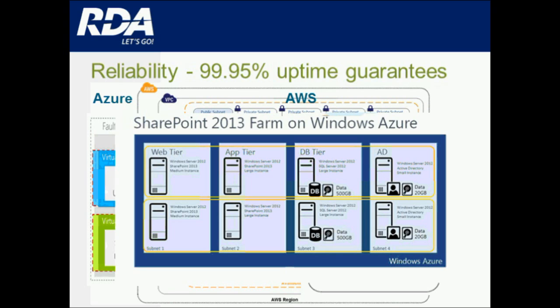Amazon Web Services is also financially backed. So if you have downtime outside of the 99.95% window, you will get anywhere between 10 and 30% of your bill reduced.